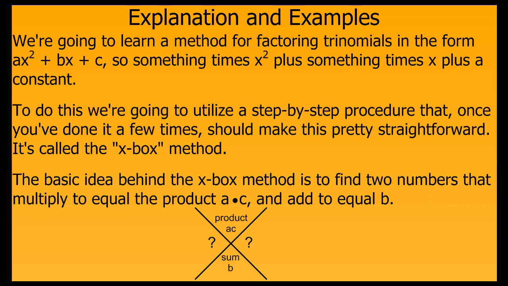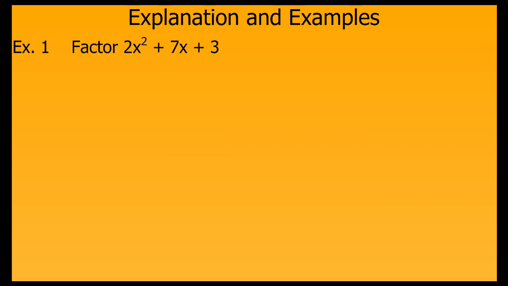The basic idea behind the Xbox method is to find two numbers that multiply to equal the product a times c, and then add to equal b. We'll use this graphic in the shape of an X to help us. Let's look at some examples.